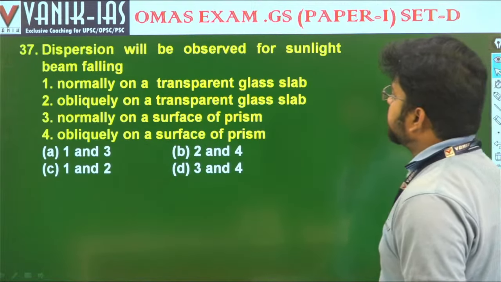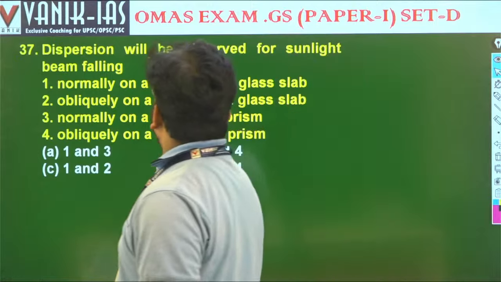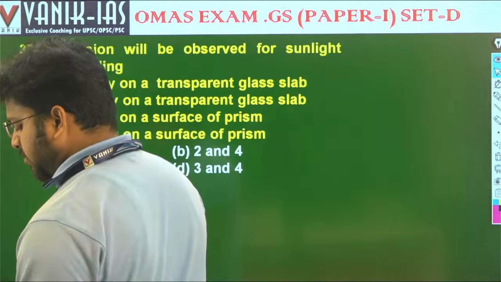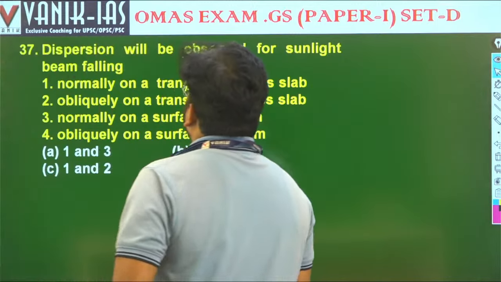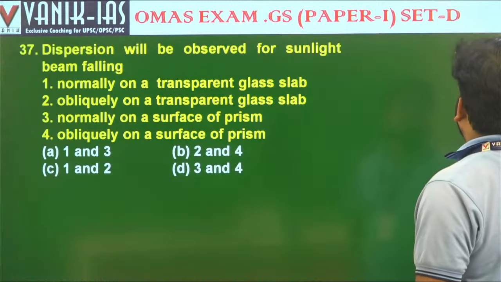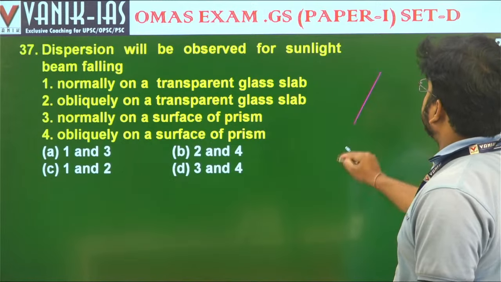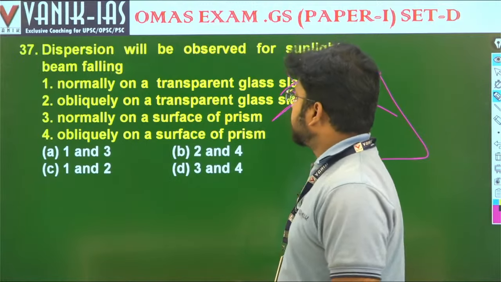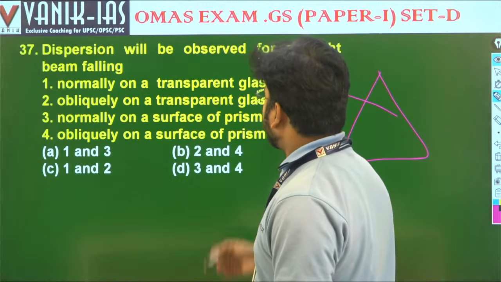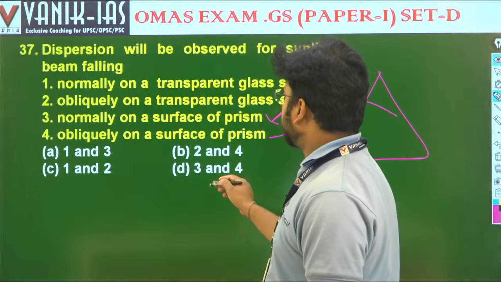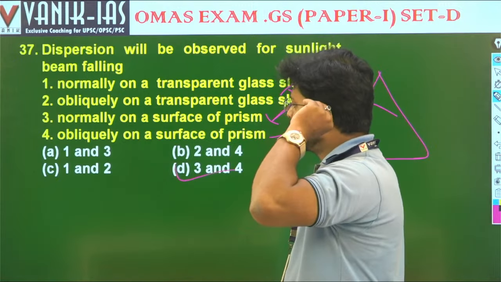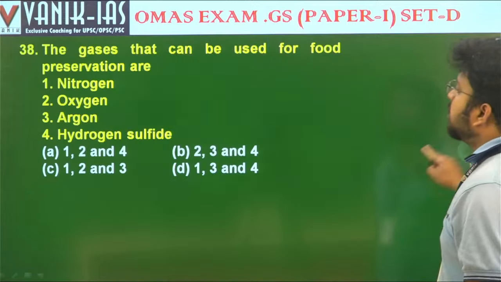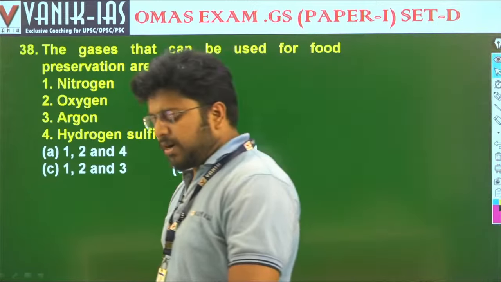Next question. Dispersion will be observed for a sunlight beam. Dispersion is a common question, it is also asked multiple times. Normally or on a glass slab? Dispersion is a phenomenon in which light passes through a prism. So this can never occur in a glass slab, it can only occur in a prism. So 3 and 4. It doesn't matter if it is oblique or normal incidence. D is the answer.